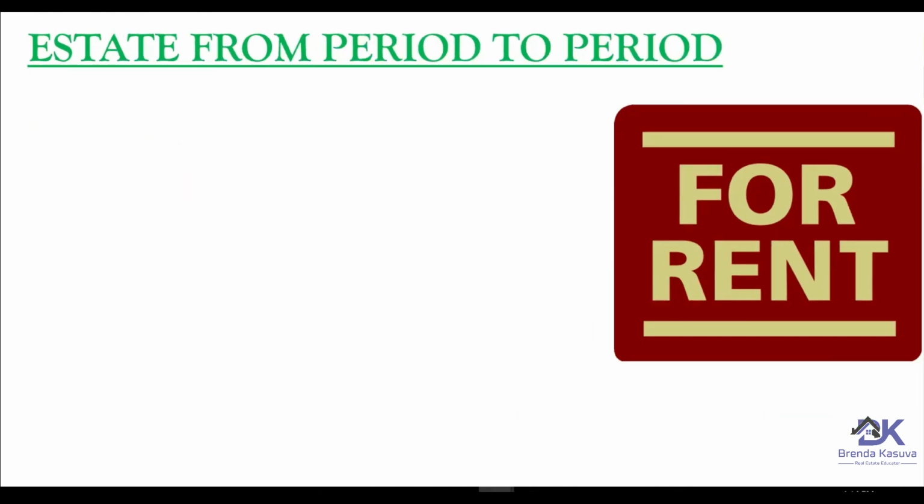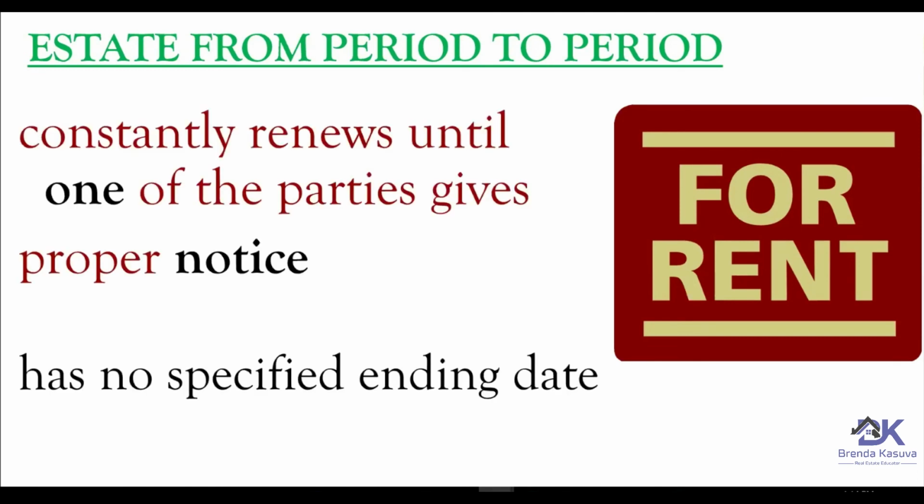Periodic tenancy is the next one. This one automatically renews. Periodic tenancy continues renewing until someone says stop. It just keeps going. Think of this as a subscription.